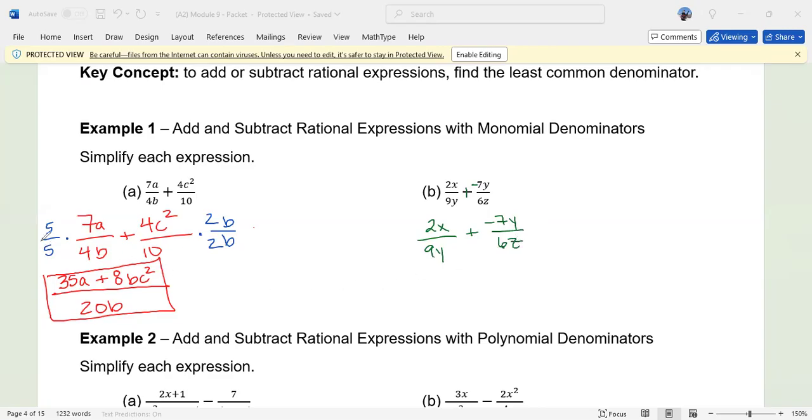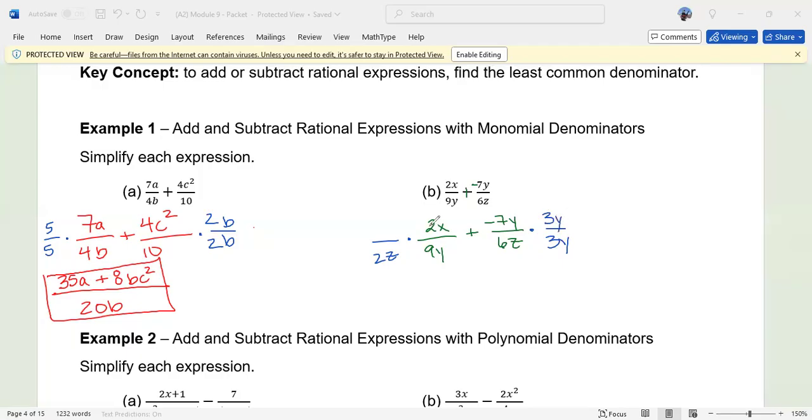Now again, we want to think about what we have to multiply in order for these denominators to be the same thing. I have 9y and I have 6z. I know that 9 and 6 both go into 18. One of these has a z, this one doesn't, so it needs it. This one has a y, this one doesn't, so it needs it. 9 times 2 gives me 18, 6 times 3 gives me 18. So I have 18yz on both, and my denominators are the same.